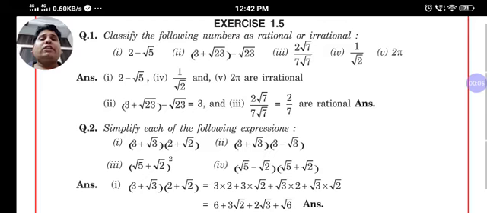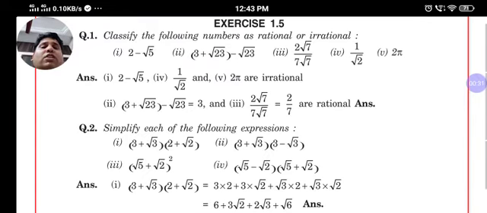We have already completed further examples of exercise number 1.5, and now we start our exercise number 1.5. Question 1 is: classify the following numbers as rational or irrational. So we have these 5 statements and we have to classify which one is rational and which is irrational.